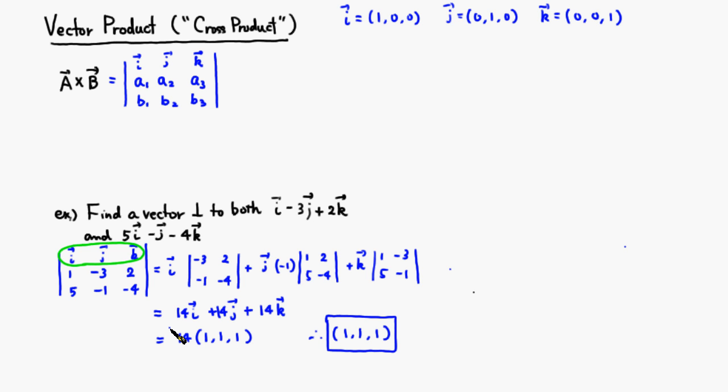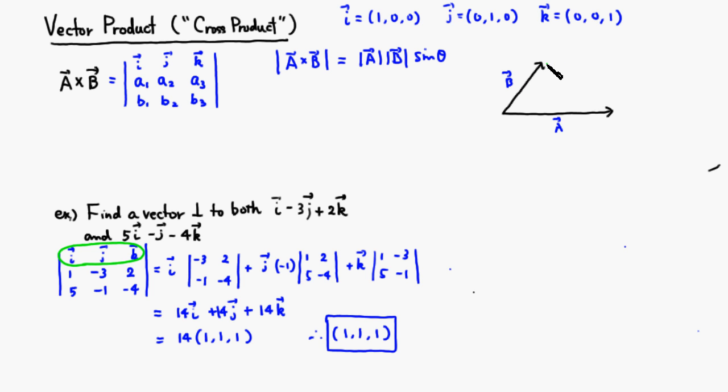Another thing we would like to talk about is the norm, or the magnitude, of the vector product. The magnitude of the vector product is always going to be the magnitude of A times the magnitude of B times sine of theta, where theta is the angle between vector A and vector B. Geometrically, if you look at vector A and vector B, this is going to give you the area of the parallelogram created by those two vectors.